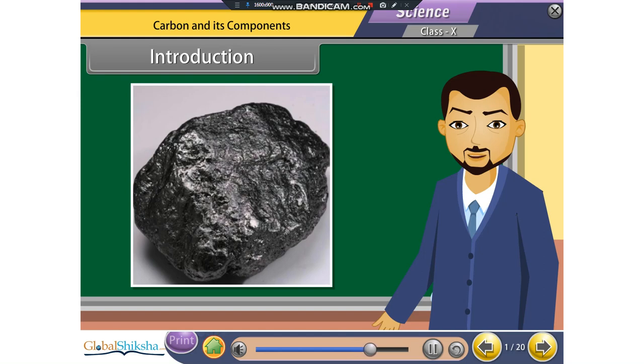Children, in this lesson, you will learn about carbon, the versatile nature of carbon, the chemical properties of carbon, and a few important carbon compounds.